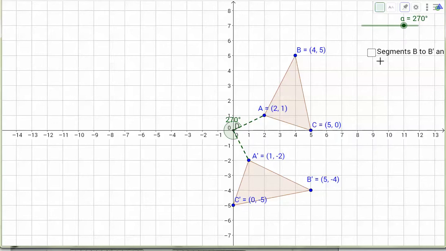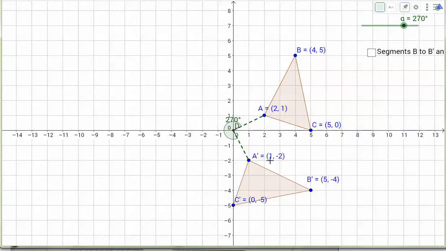Okay? So let's look at 270 degrees. So you can see this is 270 degrees counterclockwise. But that's actually the exact same thing as 90 degrees clockwise. It would land on the same thing. So let's see what is happening to A. A was 2, 1. Now it's going to become 1, negative 2. So we're switching them again.